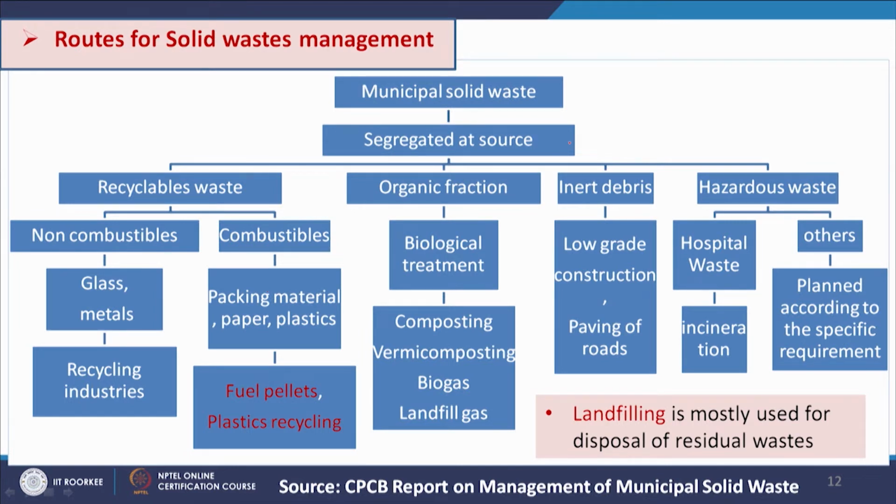The first step is to segregate at source. Second is to identify different fractions, like recyclable waste, organic fraction, inert debris and hazardous waste. If it is a recyclable waste, that may be non combustible or combustible. Non combustibles like glass, metals, etc. will be used in the industries through the recycling process, and combustibles can be used for energy production, like packaging material, paper and plastics. Those can be used for fuel pellet production, and the plastics can also be recycled to produce different types of products. This is one way of managing the recyclable wastes.